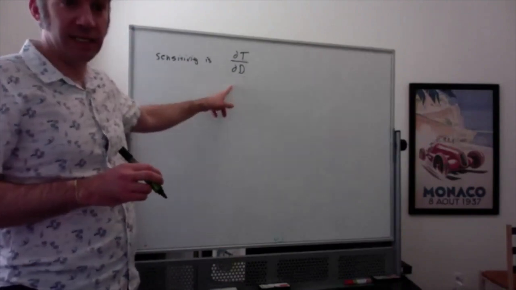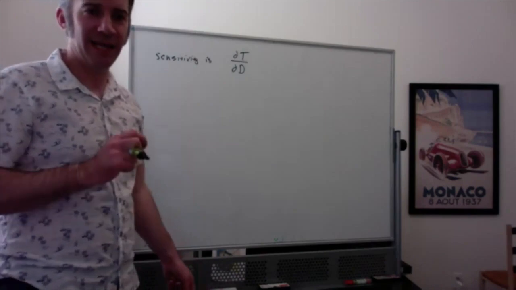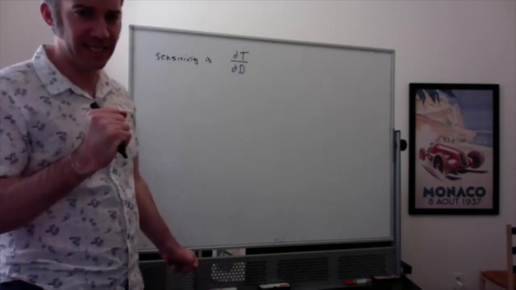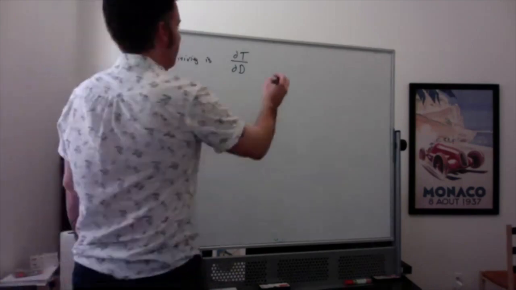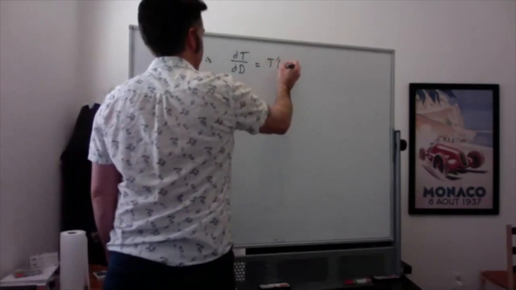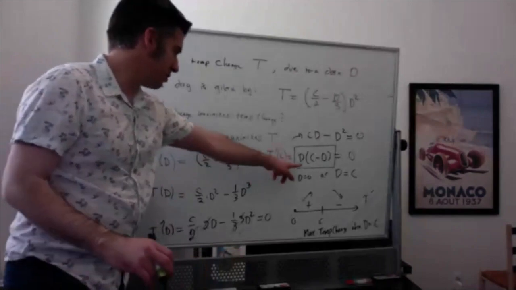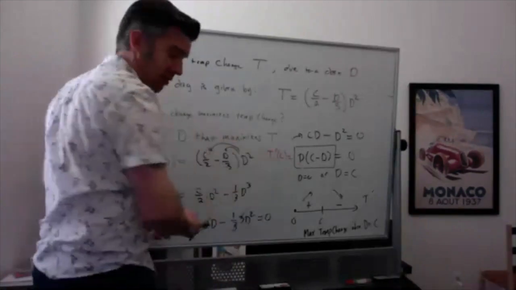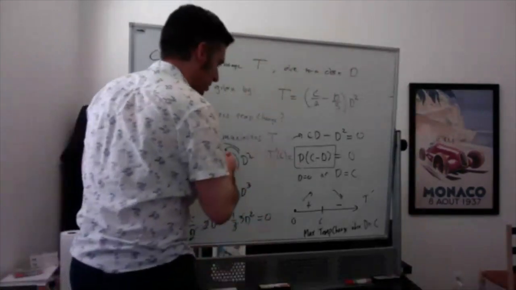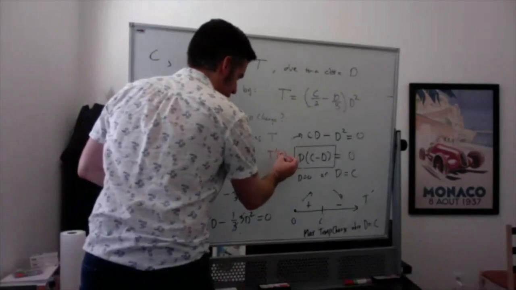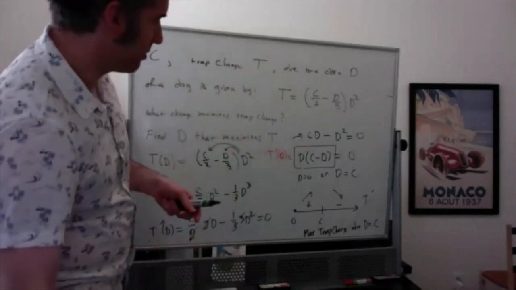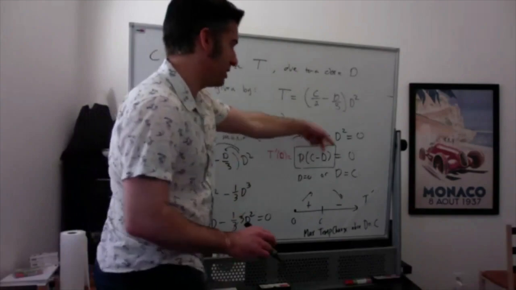And we found dT/dD. You should have picked different letters here. It's just T prime, which was that. Sorry, I wrote T prime with C here. That was a mistake. T prime was D, right? Because T is a function of dosage. So there's my T prime, CD minus D squared.